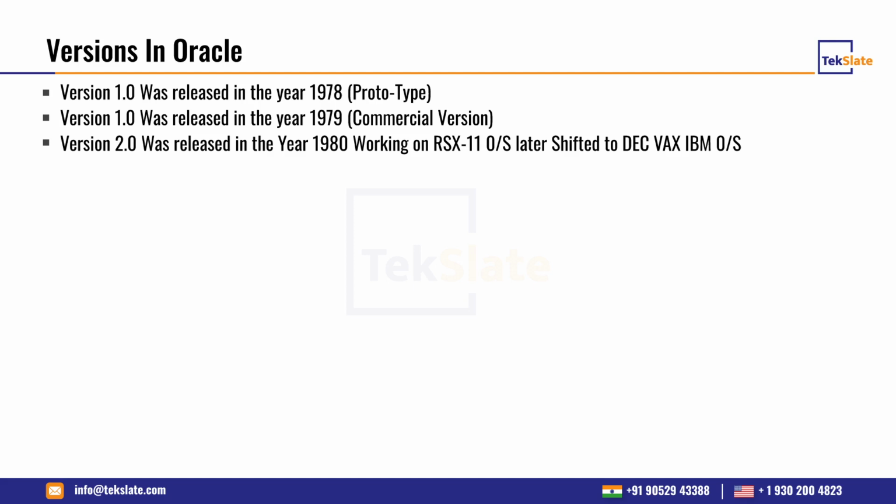After taking the feedback, version number 1 was revised again and released in the year 1979. It is the first commercial version which Oracle launched. Subsequently, version number 2 was released in the year 1980, where it was working on an operating system called RSX11, and they had some problem. That is the reason they shifted to one more operating system called DEC, AX, IBM operating system.